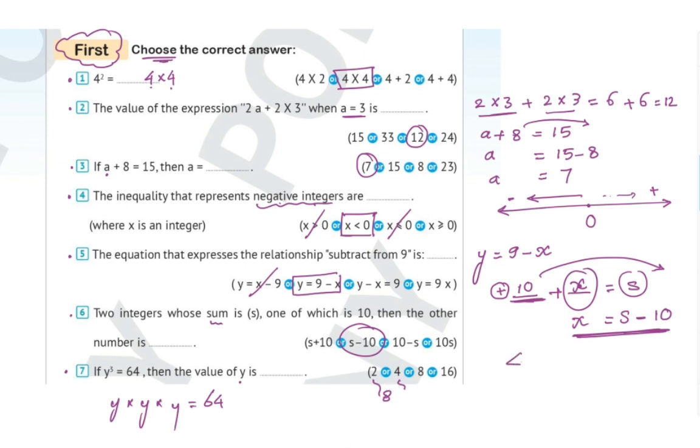Note with me, 4 by 4 by 4. 4 by 4 equals 16. 16 by 4 equals 64. Now 4 is the right choice. Go to the next.